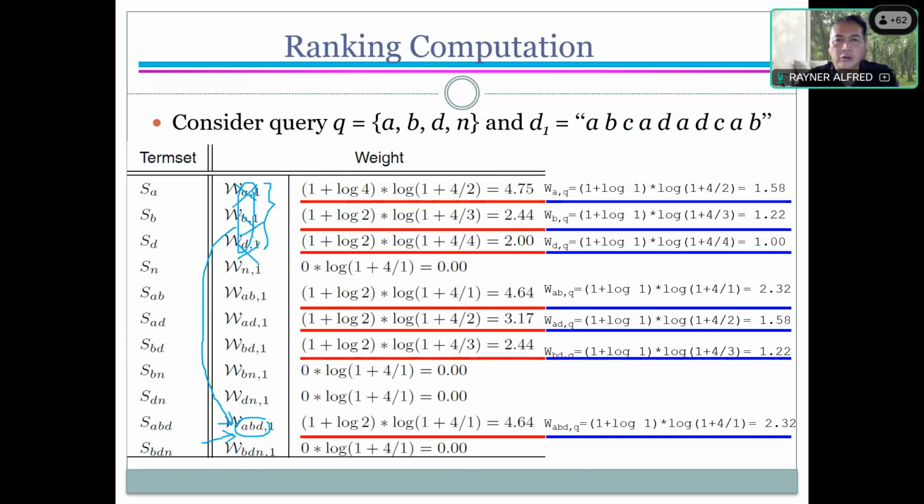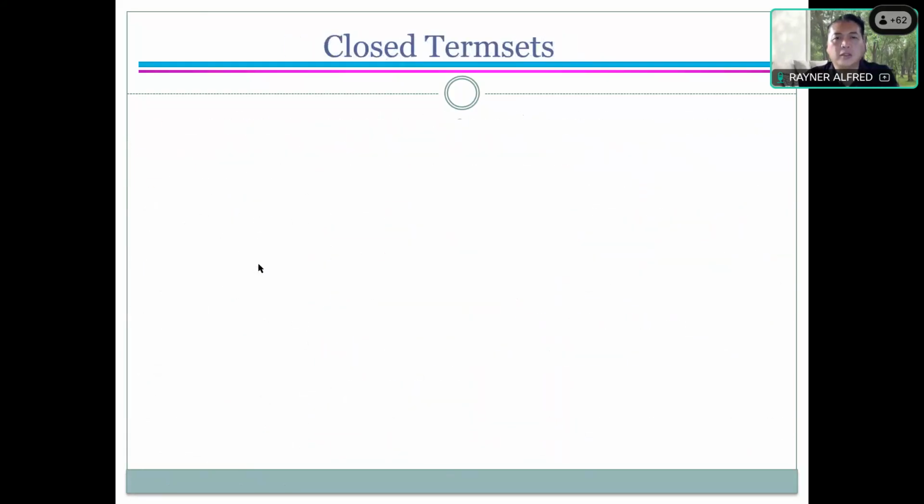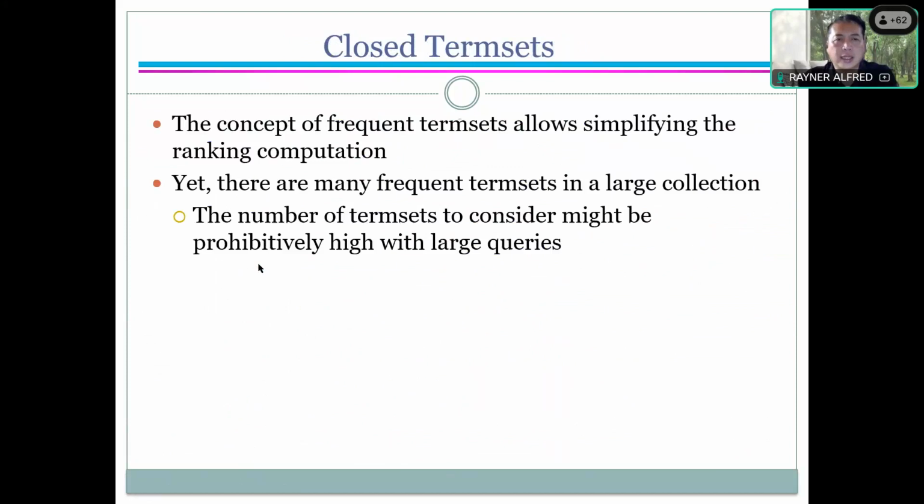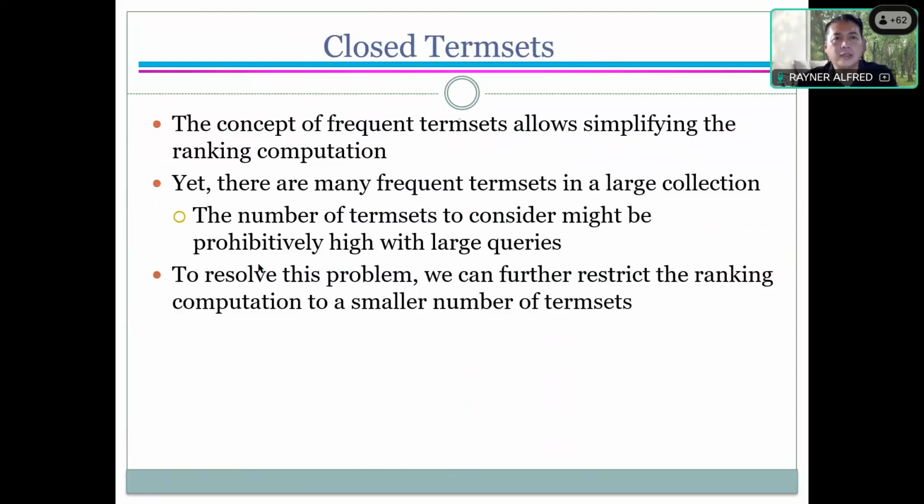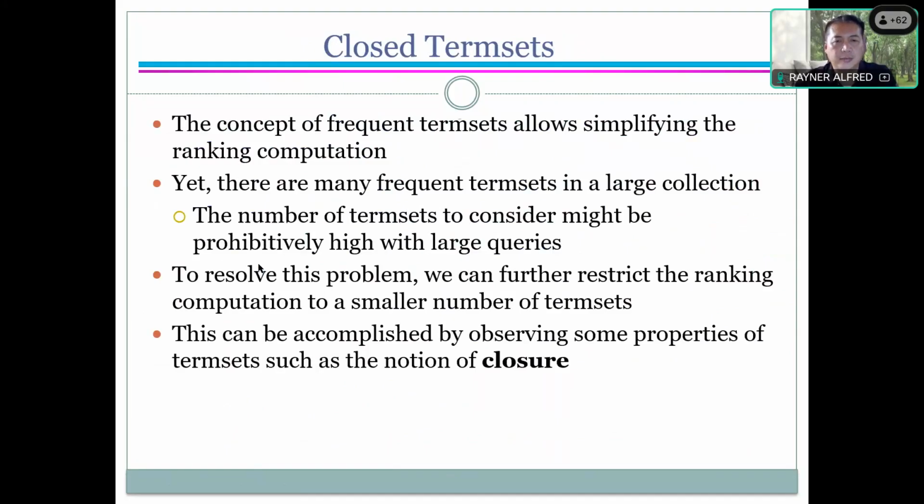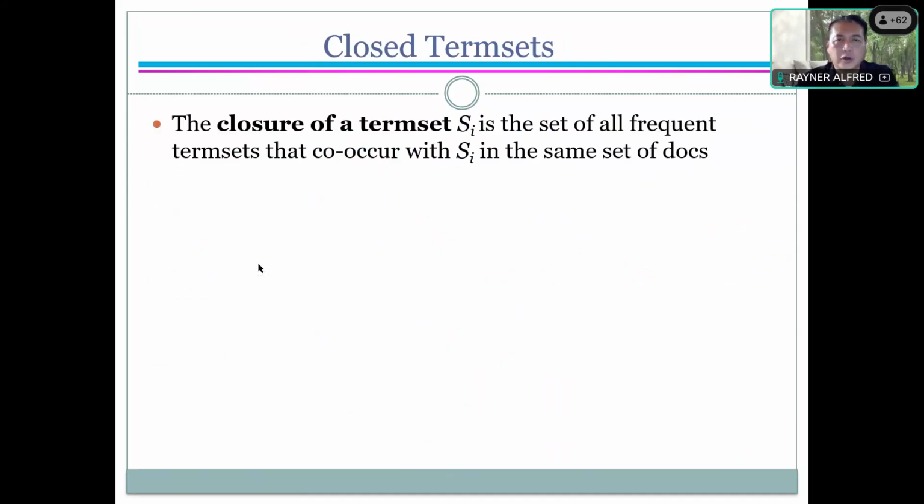Okay. So they introduced the closed term set. So in the closed term set, they say that all the subsets of the frequent term set should also be frequent, given that the term set is frequent. So this is to reduce the calculation. So they use the concept of closure. So the closure of a term set, Si, is the set of all the frequent term sets that co-occur with the term set in the same set of documents.